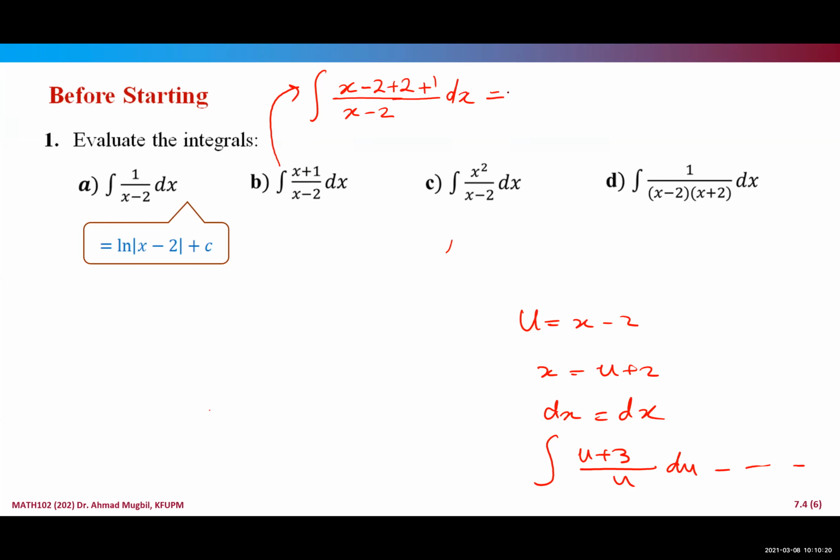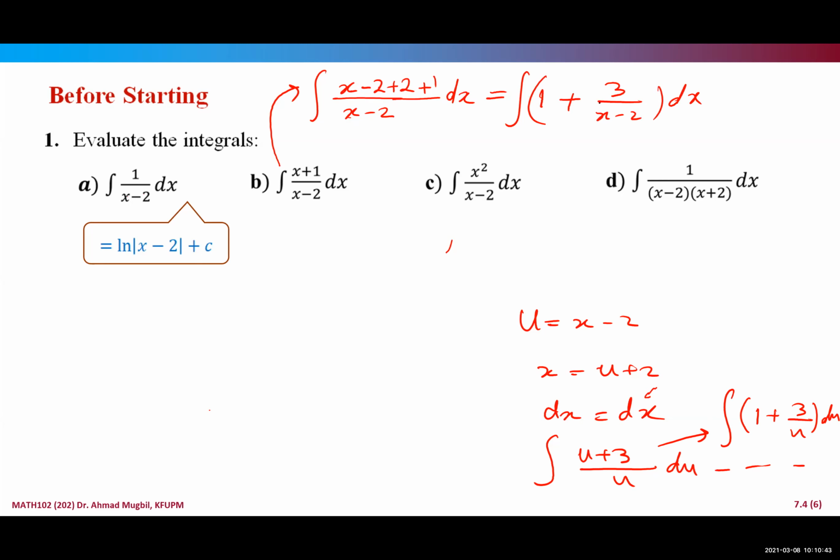What I will have if I did this is x minus 2 over x minus 2, which will be 1 plus 3 over x minus 2 dx. And this is similar to what we had, if you notice here, Shabab. If you continue here, you will have 1 plus 3 over u du, and it is exactly the same. Now you can integrate this.